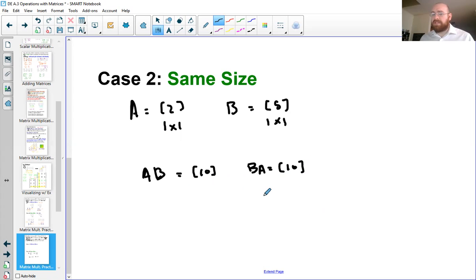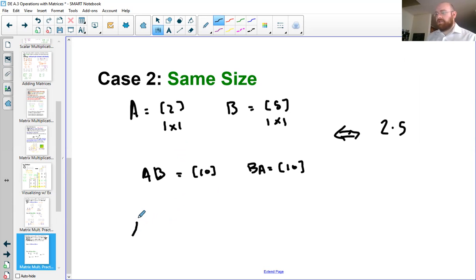These are both 1-by-1 matrices. Their only entry is 10. This is true. It is actual math, but it's not interesting. In fact, it's no different than if we just had 2 times 5. That is precisely what we're doing when we have a 1-by-1 matrix. We're just writing some brackets in. So it's true, but not interesting.